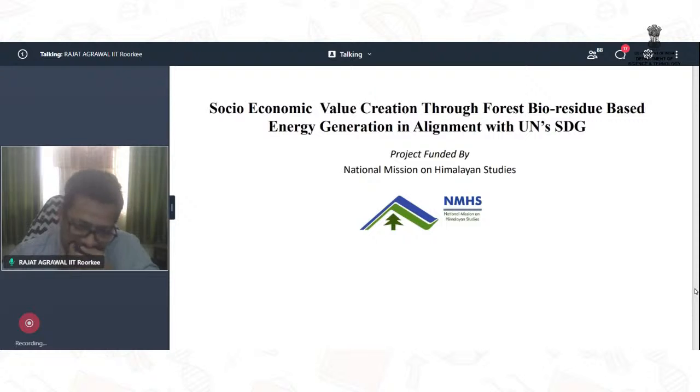So the first work we are doing with respect to forest fire is a project which was funded under the National Mission on Himalayan Studies. Here we have developed a very simple machine which is helping rural people make products from the material that is basically the reason for forest fire. So please, next slide.